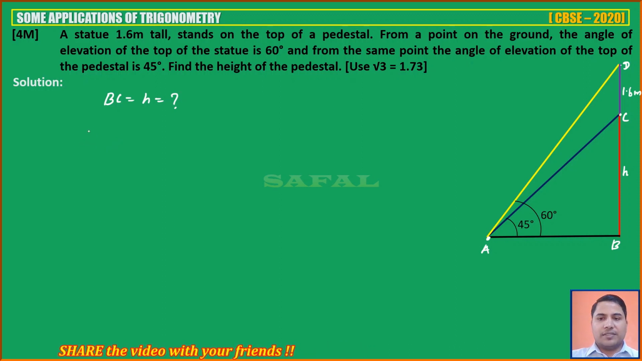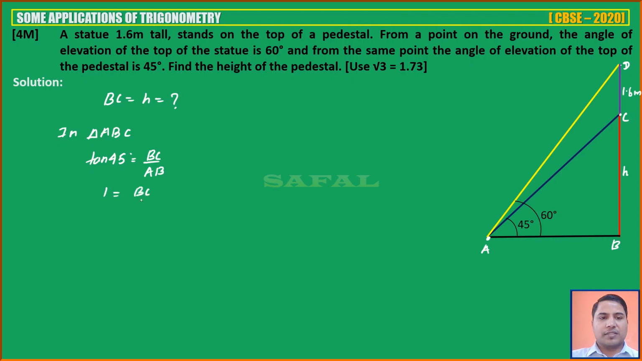So I can see that in triangle ABC, tan 45 degree is BC by AB. BC by AB, correct? So tan 45 is 1. So 1 equals BC by AB. From here I'll get AB equals BC, and that we have taken as a small h. Let me call this the first equation.